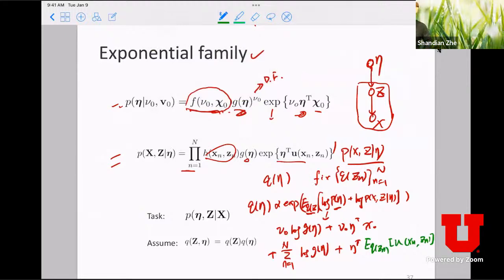And then you just merge the terms, right? So you can see that your power in this exp actually has two terms. The first term is regarding log g of eta. You can see there is nu 0 plus big N, log g of eta, right?